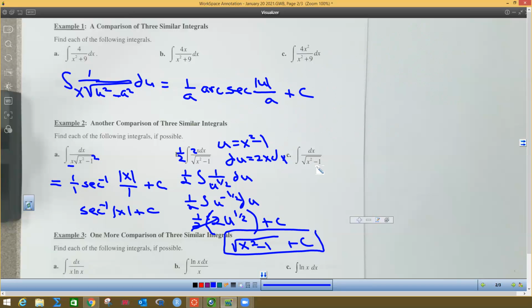Now this one is even crazy harder. This is more like a Calc 2 or 3 problem, so we do not have the techniques yet. We can't do this yet. So this is later calculus.